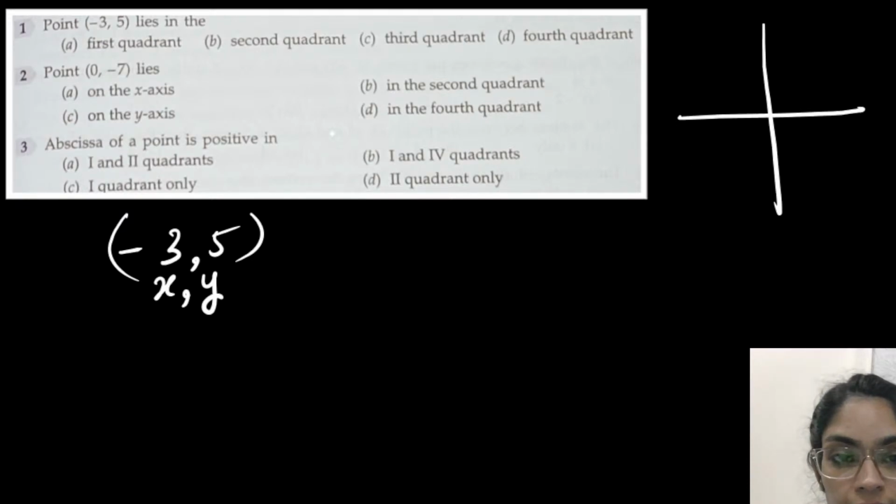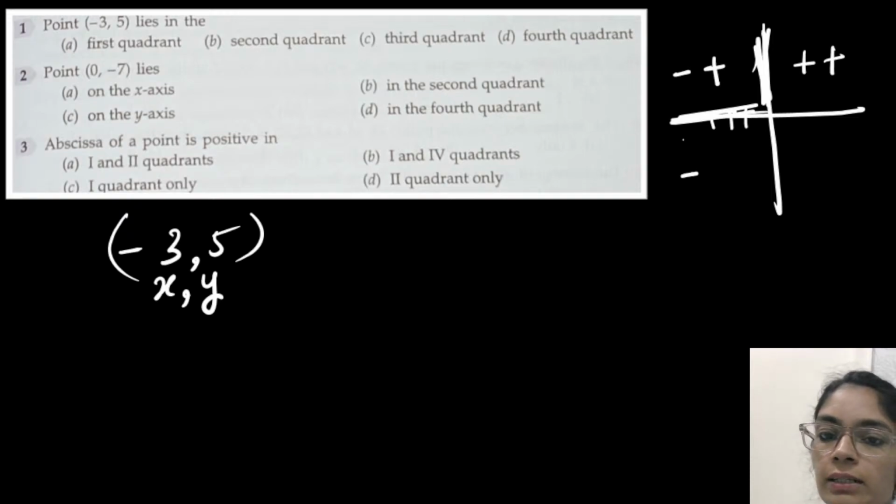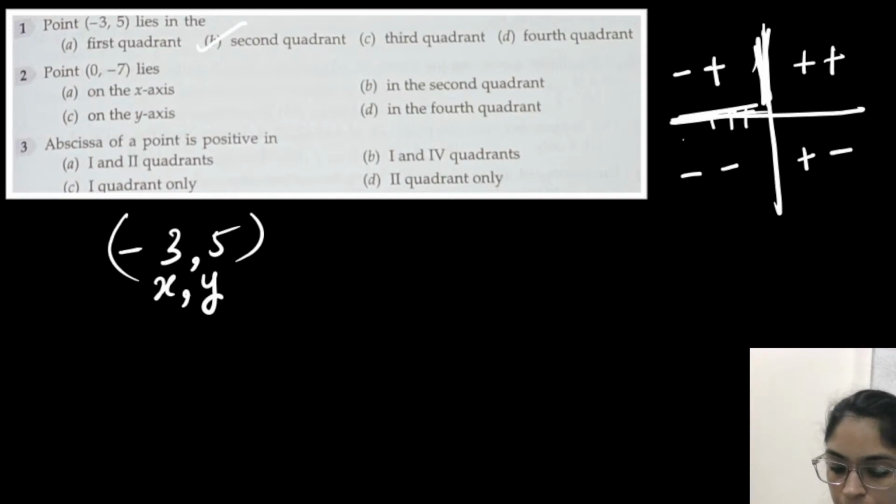Yes, Yashwardhan has given the answer: second quadrant. You can see x is negative because it's on the left side, and y is positive. So the answer is the second quadrant. First quadrant both positive, second quadrant x negative, y positive, third quadrant both negative, fourth quadrant x positive, y negative. So you can remember this. So the first answer is option B.